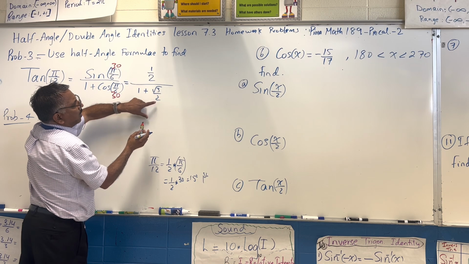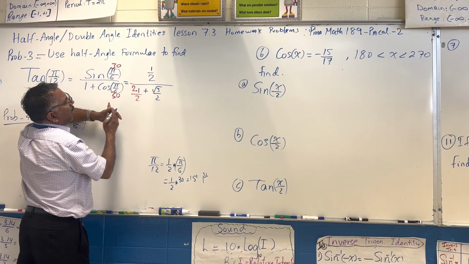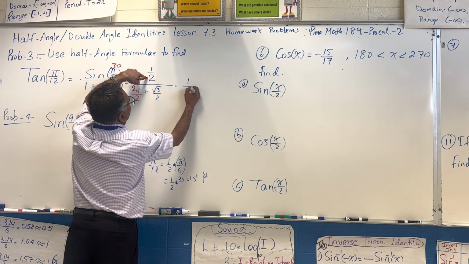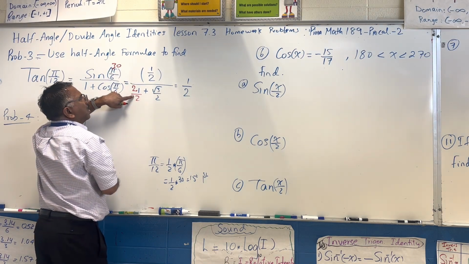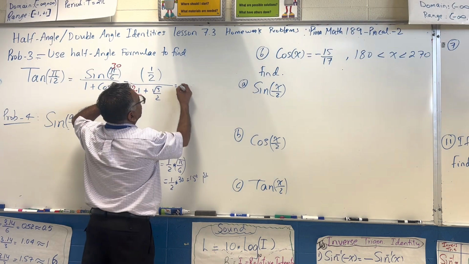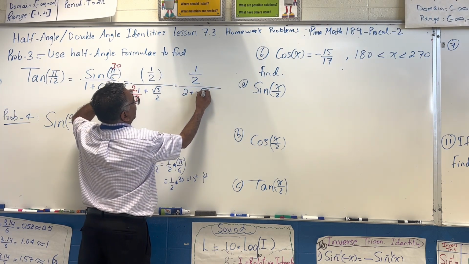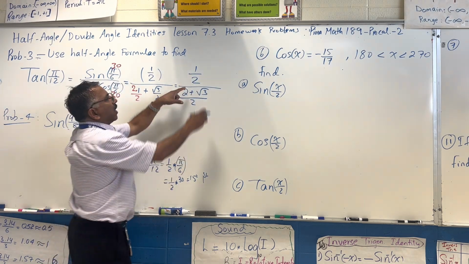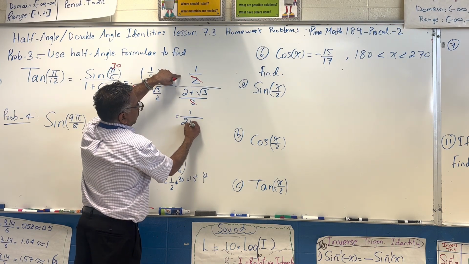There is a 2 right here. You need to get a 2 in the denominator, so multiply and divide. The numerator is one half. We can use keep, change, flip, or we can write it directly as one half divided by 2 plus root 3 over 2. Both denominators are the same, so we can cross them out, and you get 1 over 2 plus root 3.